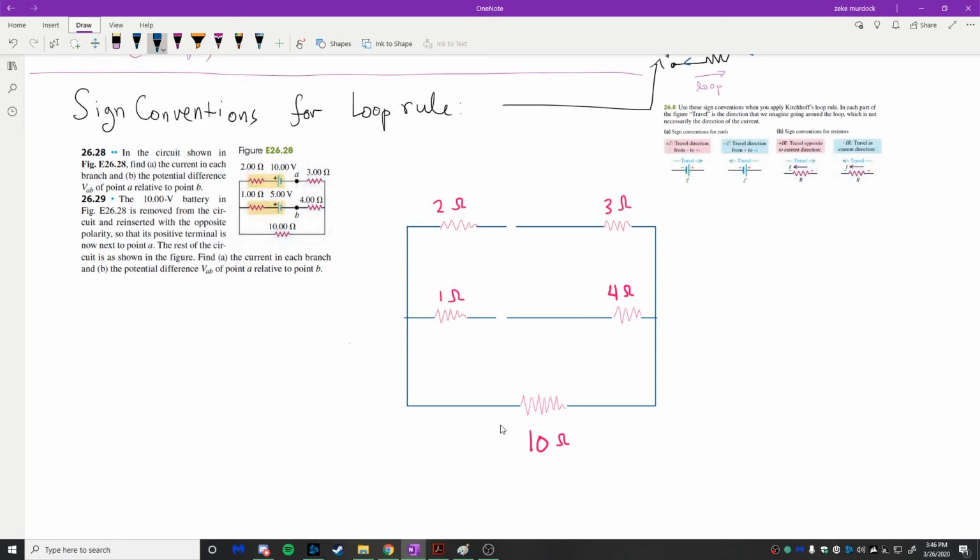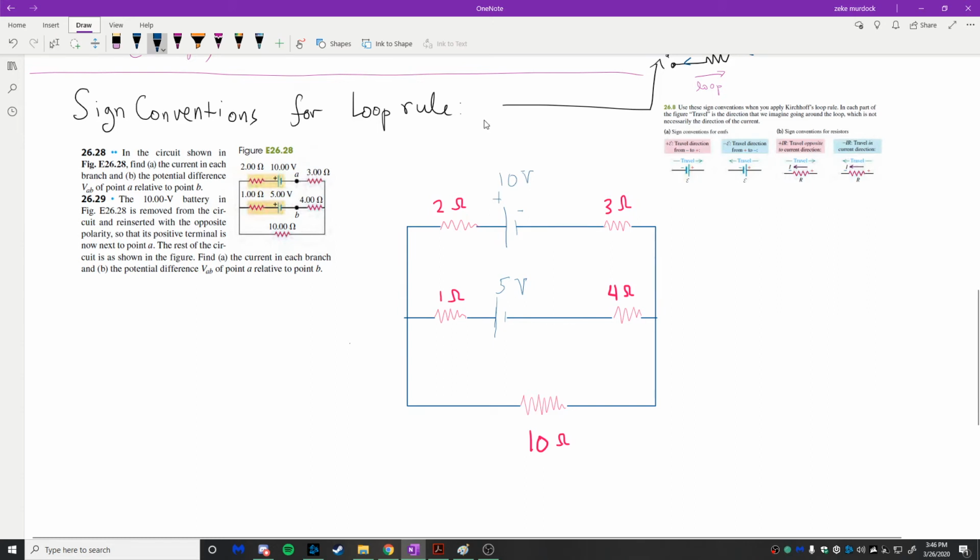So our batteries are oriented. The orientation of the batteries matters. So this is going to be positive and minus with an EMF of 10 volts. And then this one is the same direction, plus, minus. This one's 5 volts. And that's our circuit. Our goal here is to find the current in each branch, okay?